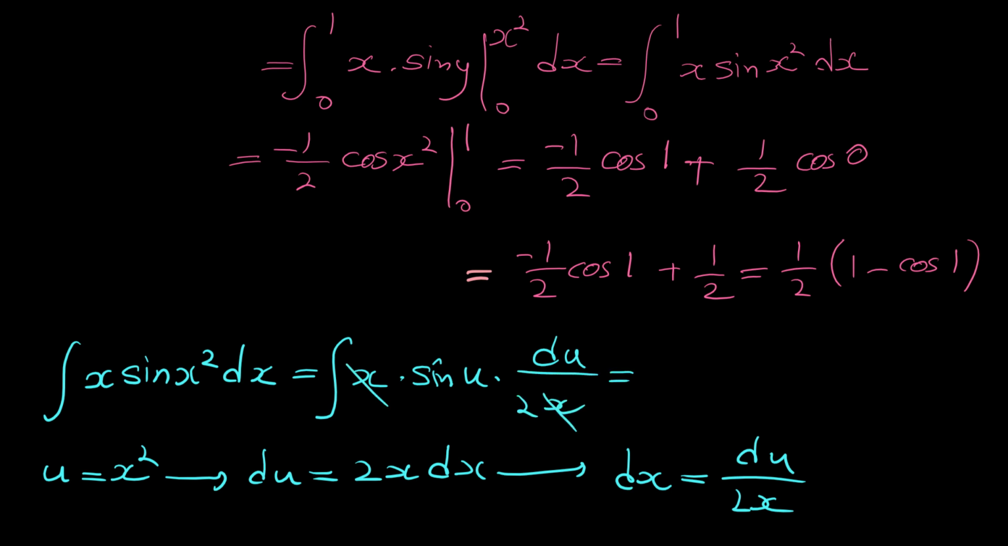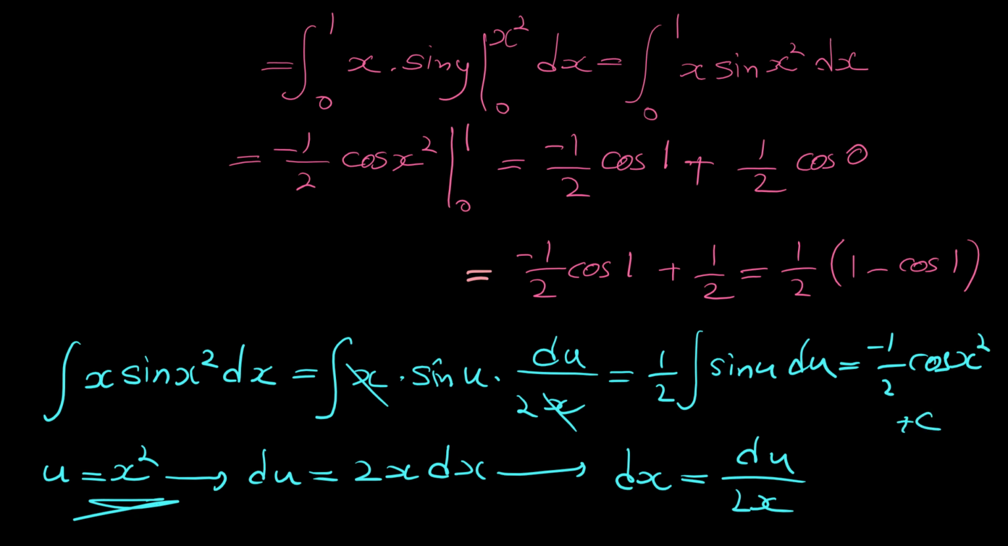The x with x cancels, and this 2 we can move to the outside of the integral, and we can write this as 1/2, because it's in the denominator. So this equals 1/2 integral of sine of u du. Integral of sine is negative cosine, so this equals negative 1/2 cosine of u. But what is u originally? U is x to the 2, so negative 1/2 cosine of x to the 2 plus c. This is the answer that I used for finding the integral.